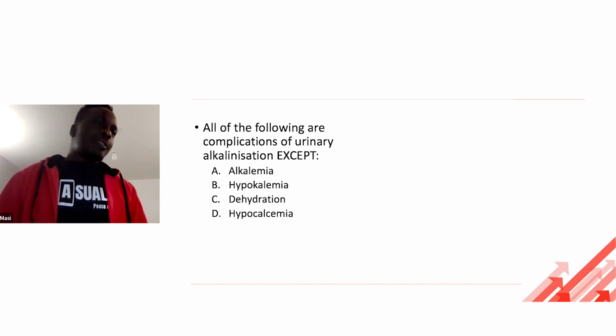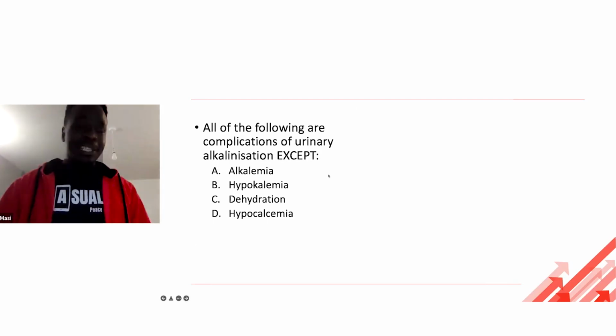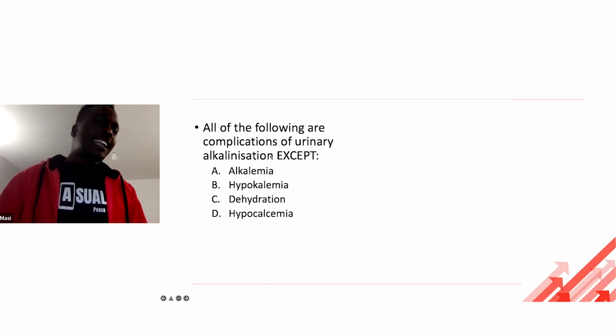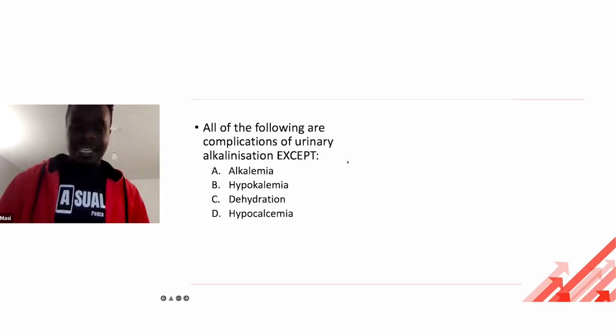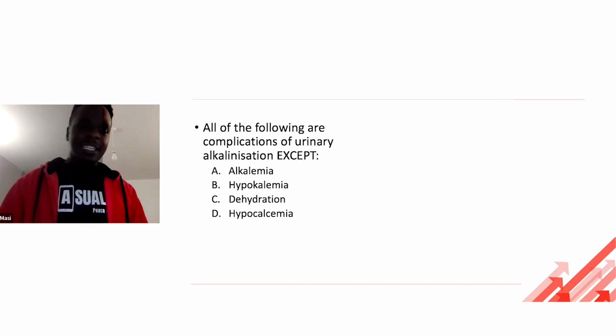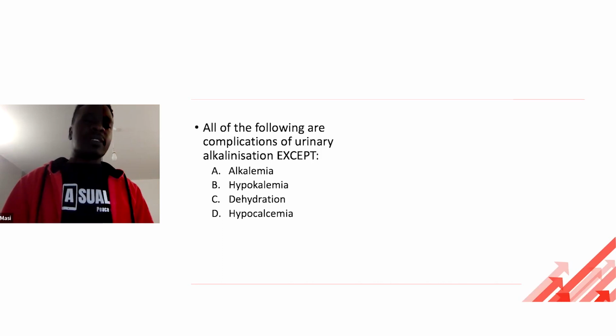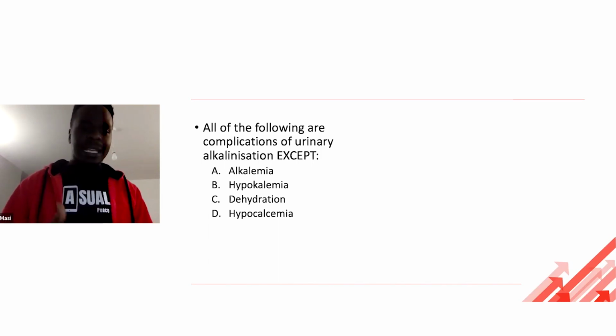Another question: all the following are complications of urine alkalization, except which one of the following? Clearly, we're moving to the next topic, which is urine alkalization. Urine alkalization essentially means exactly that. You're trying to get the urine of the patient to have an alkaline pH. This turns the environment into an alkaline state, and weak acids in an alkaline state are in an ionized state, which makes it difficult for them to be absorbed back into the body. So that helps you eliminate a little bit faster.